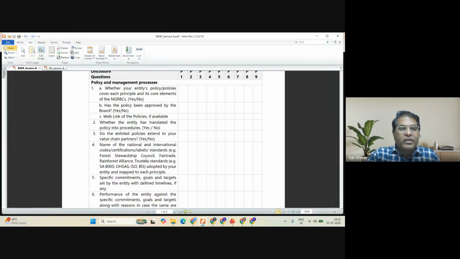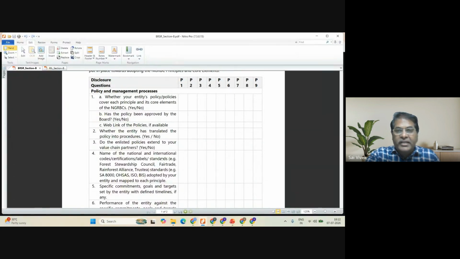So the next one would be the name of the national and international codes, certifications, labels, standards. Example: Forest Stewardship Council, Fair Trade, Rainforest Alliance, Trustee. These various standards are given here as examples. So we are required to say which standards are being followed by this company or entity and what principle is satisfied by that particular standard.